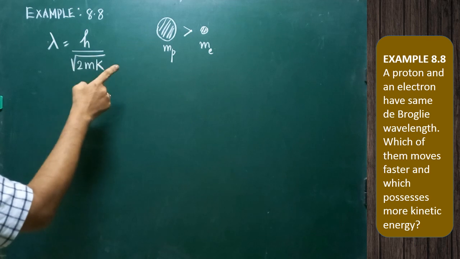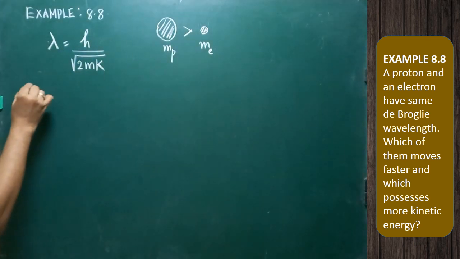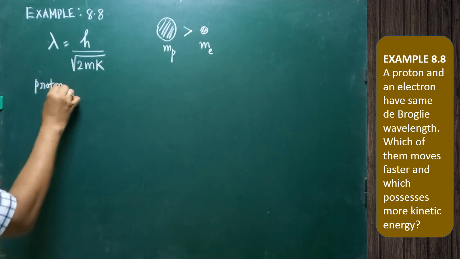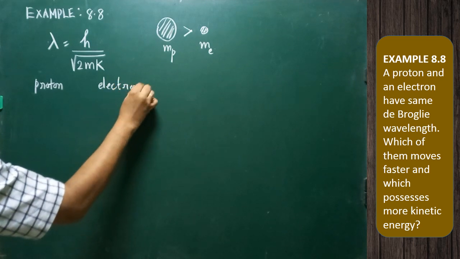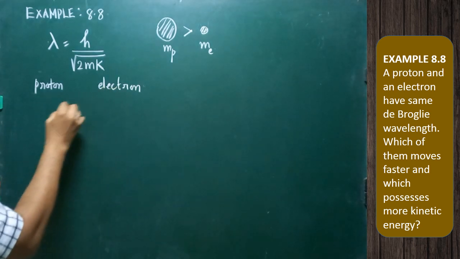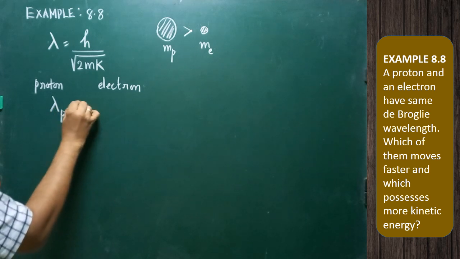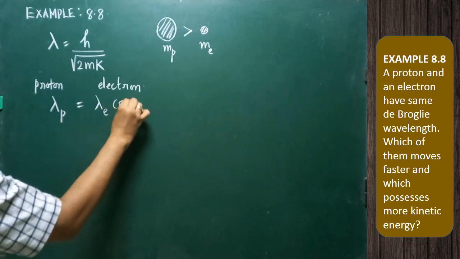Now we are going to write the expression for both the proton as well as the electron. I'll write here for proton, and here for electron. Now I am going to write two equations. As per the clue mentioned, the de Broglie wavelengths of the two are the same. That is, lambda of proton is equal to lambda of electron. This is the clue given in the problem.